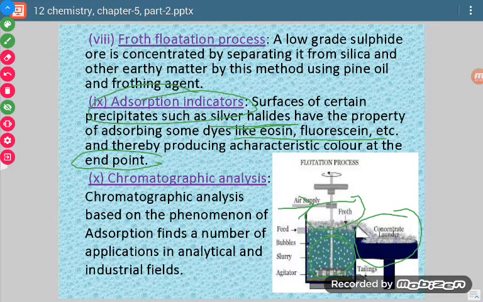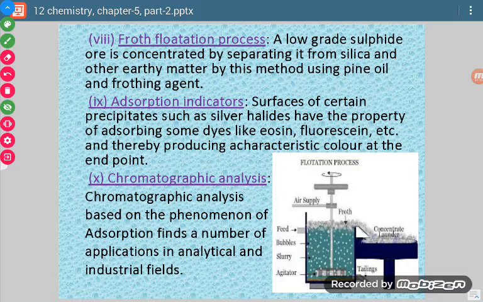Now see chromatography, which you have discussed in lower classes. In 12th standard also there is a practical of chromatography. For chromatographic analysis, the phenomenon which is used is adsorption. So there are so many uses of adsorption. We can see the adsorption phenomenon in our daily life in so many examples.